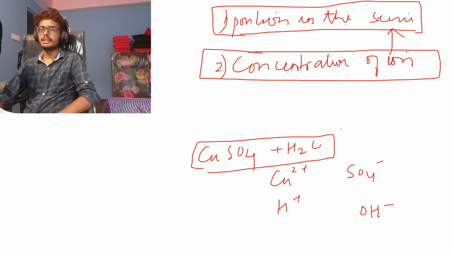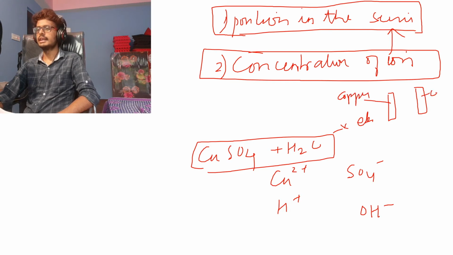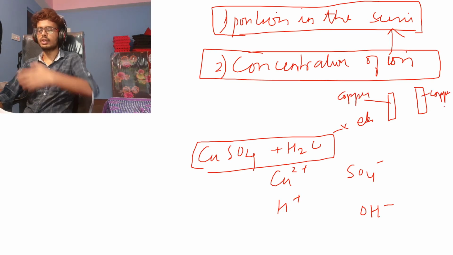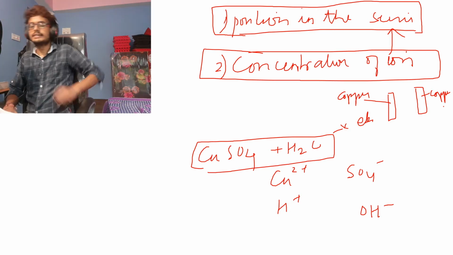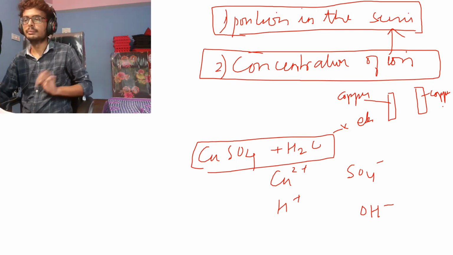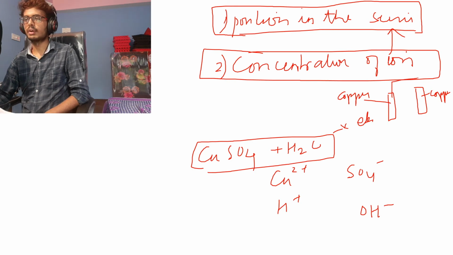But the detail I provide here is that the electrodes, the positive anode and the negative cathode, are made up of copper. So I tell you that the electrodes are made up of copper. They are not made up of any other metal. It is specifically copper, right?